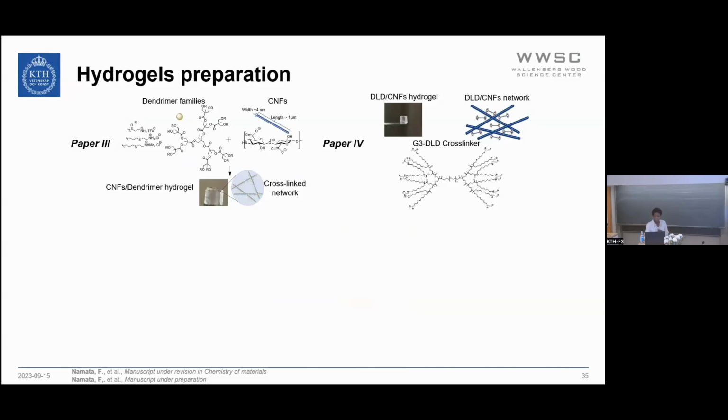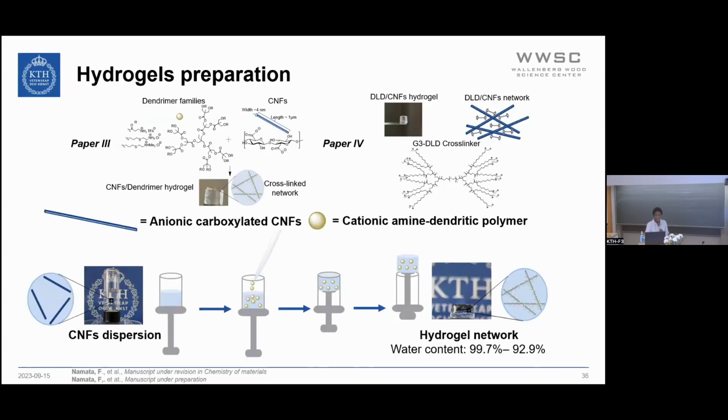Moving on to the third and fourth project, where we created the hydrogels. I want to describe a bit how we did it. This is a very simple method. We have our CNF dispersion. We put it in a mold. In fact, it was actually a syringe that I cut at the top. Very simple, just to show that you can do this anywhere.